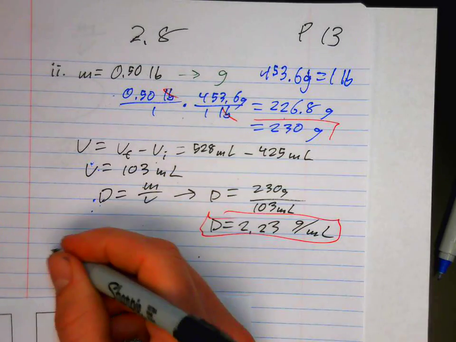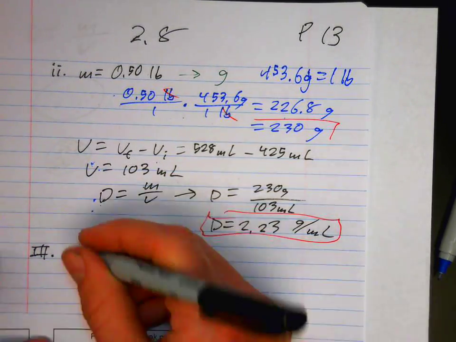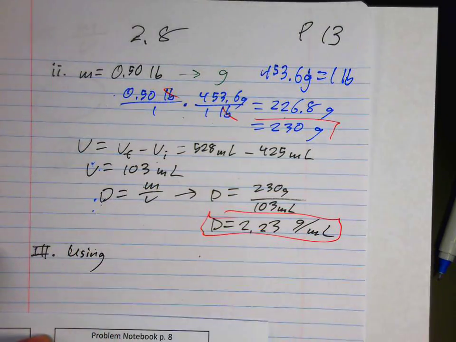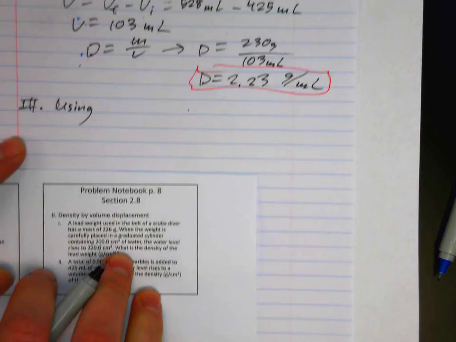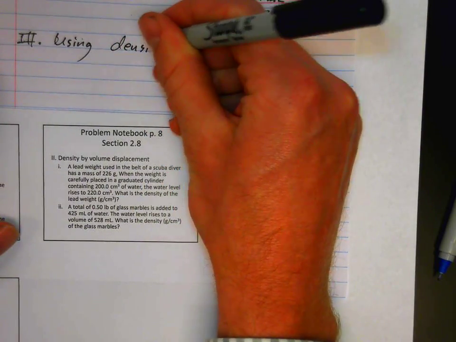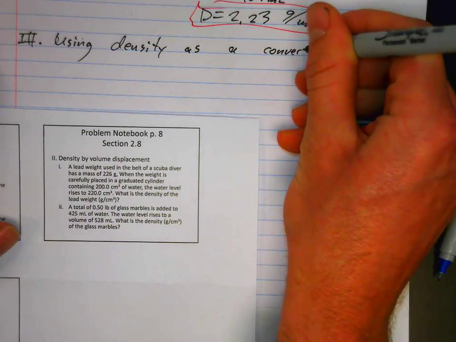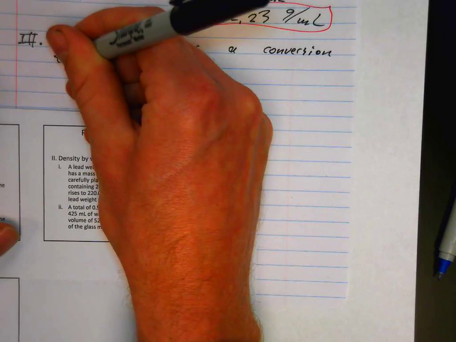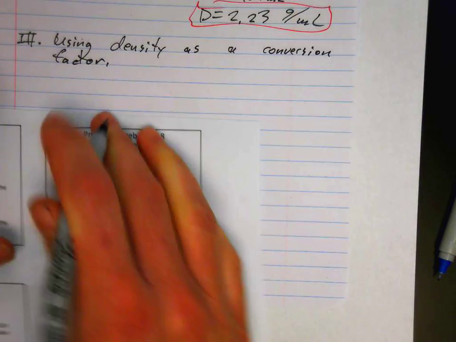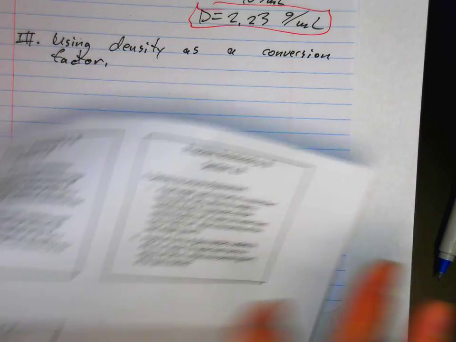Okay, let's look at just one more type of problem. Using density as a conversion factor. So let's take a look at a few examples here.